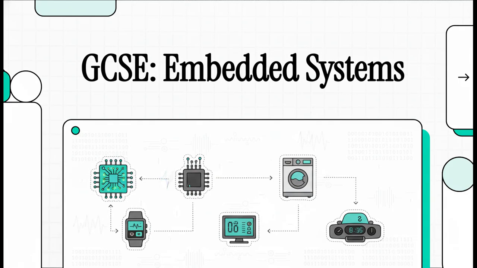Welcome to this quick explainer designed to get you exam ready on the topic of embedded systems. This is a really important part of the OCR J277 specification, so we're going to cover everything you need to know to nail those questions.